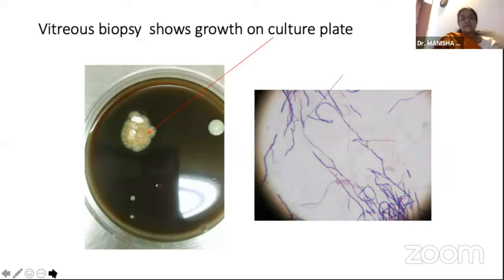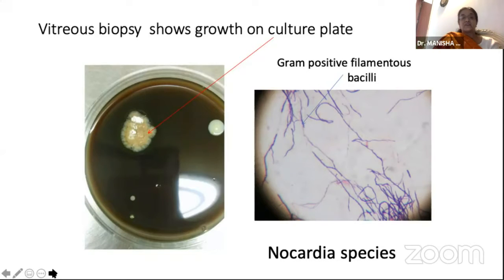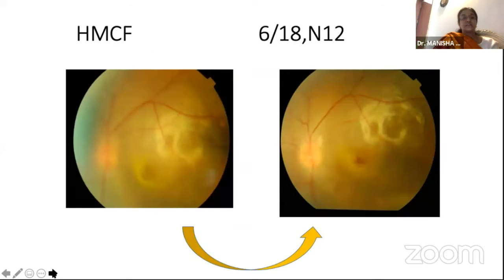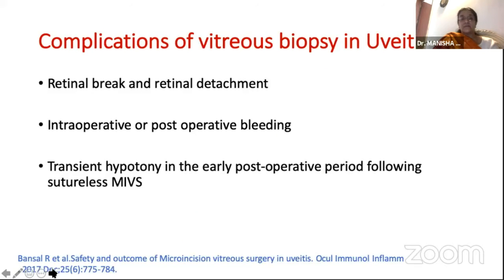The vitreous biopsy was sent and cultured on various plates. And to our surprise, this child actually was diagnosed to have Nocardia infection in the eye. MRI brain was done to rule out intracranial nocardiosis, and the patient was started on the suggested treatment for Nocardia along with oral steroids. And you see that there was a beautiful response with resolution of subretinal fluid, regression of the lesion, and the patient recovered a good vision of 6/18 and N12.